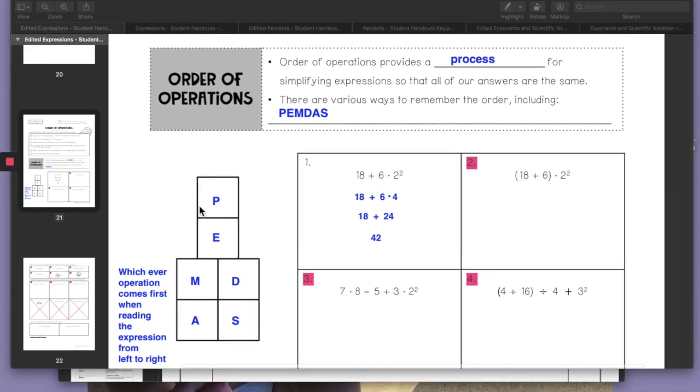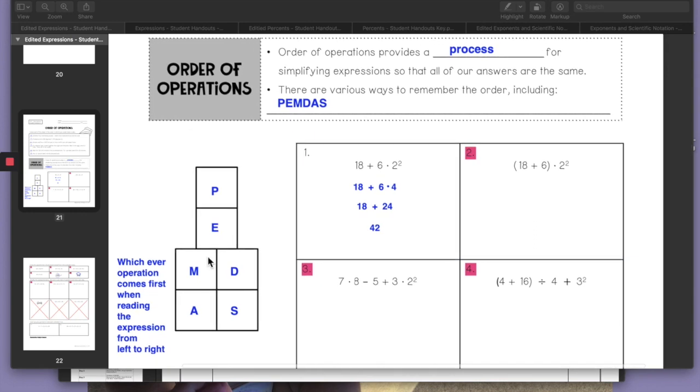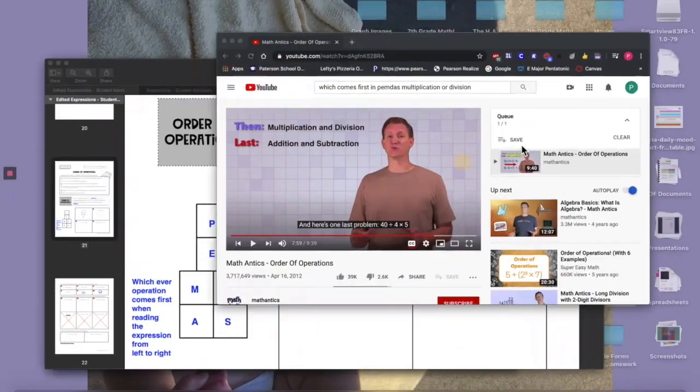So Pemdas stands for parentheses, exponents, multiplication, division, addition, and subtraction. For these boxes right here that are right next to each other that form this square, when we get to multiplication and division, whichever operation comes first when reading the expression from left to right is the order in which we're going to perform the problem. For example, after we're done doing parentheses and exponents, if division came first in my expression, I'm going to do that one. Or if multiplication came first, I'm going to do that one. So let's take a quick look here.